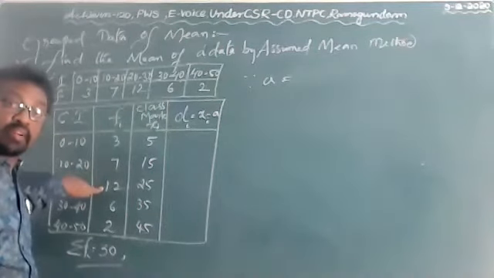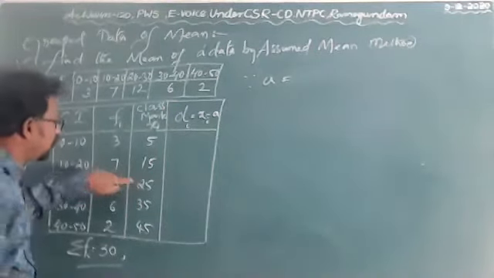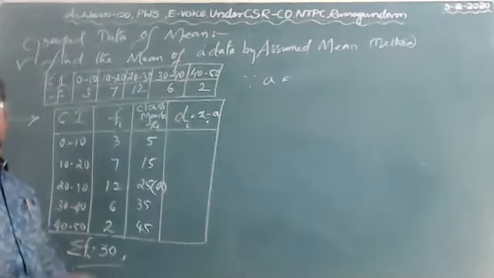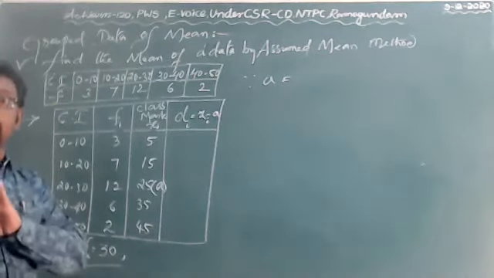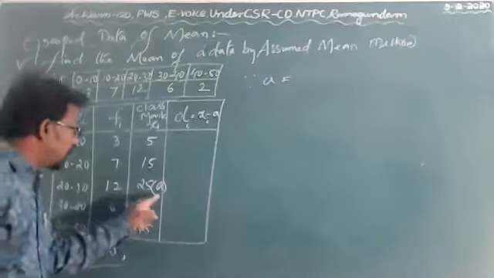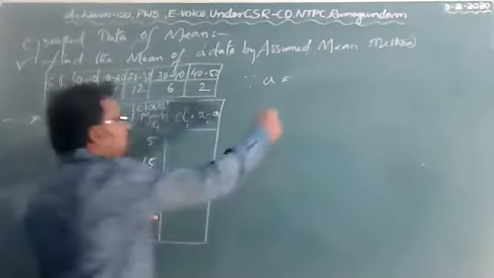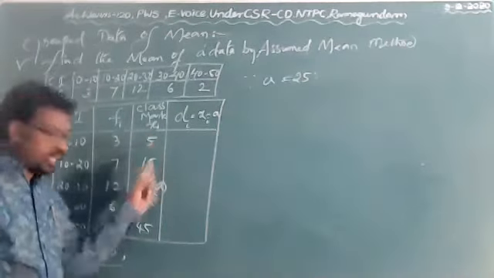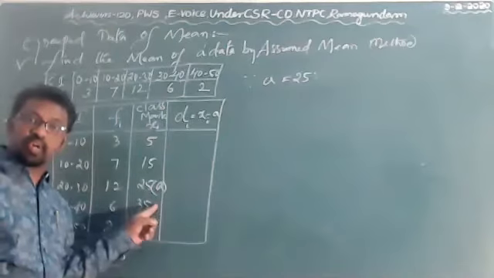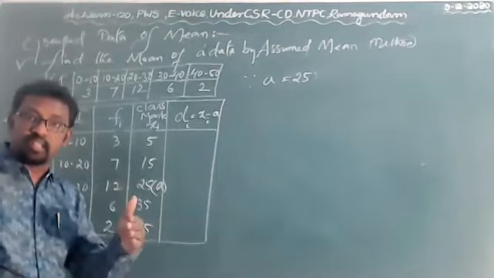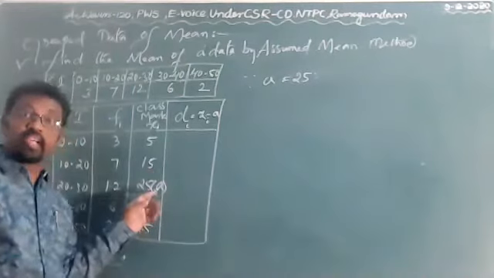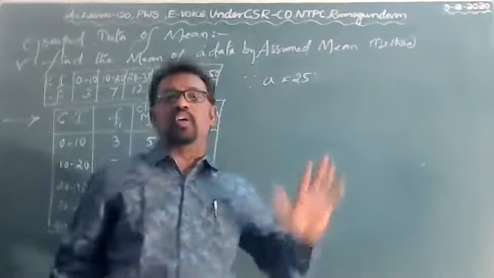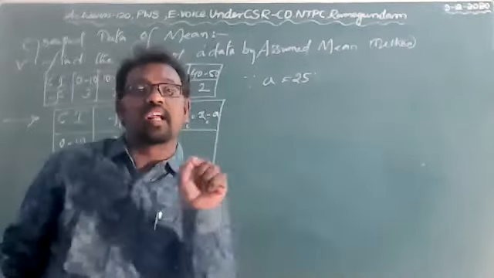What is the maximum value in the frequency? 12. If you take this one as A, the calculation is very easy. If you take this one, A is equal to 25. You can take A equal to 5 also, or 45, or 35. Your wish. But if you take A equal to 25, the calculation part will be reduced. You will get an absolutely easy method, easy calculations.